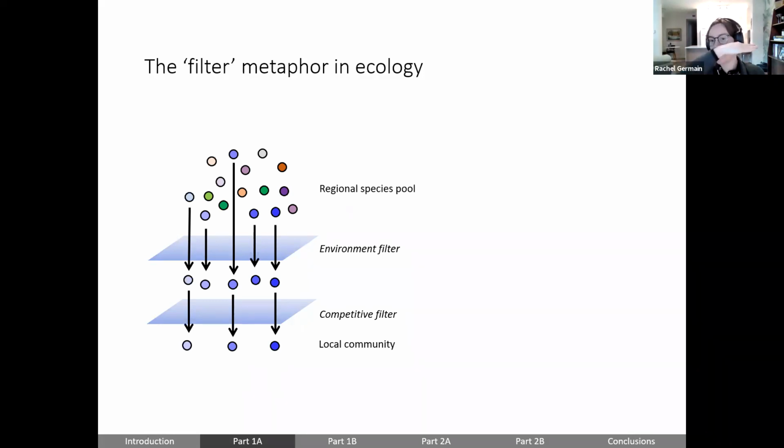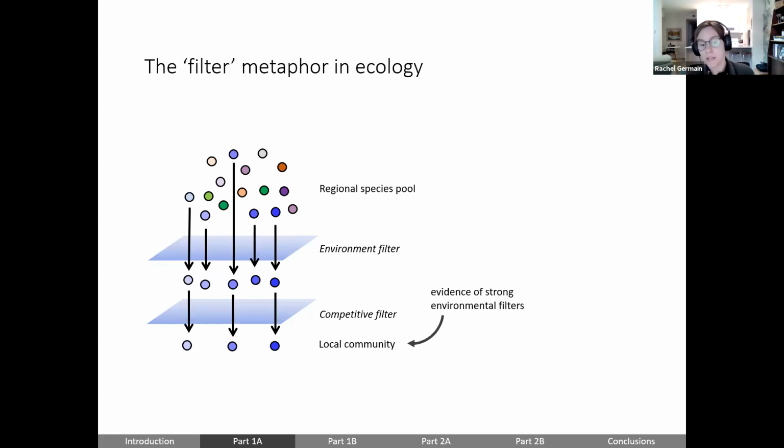The first only lets species through that match the abiotic environment of a particular area. And then a second filter, which filters, out of those species that can live in a particular environment, how many of them are well matched to that local community.